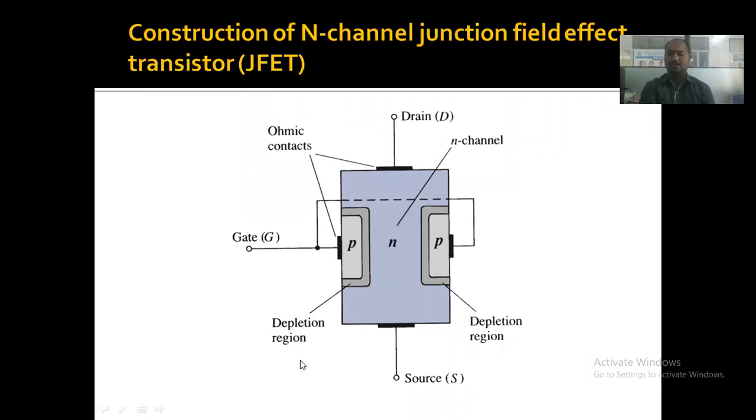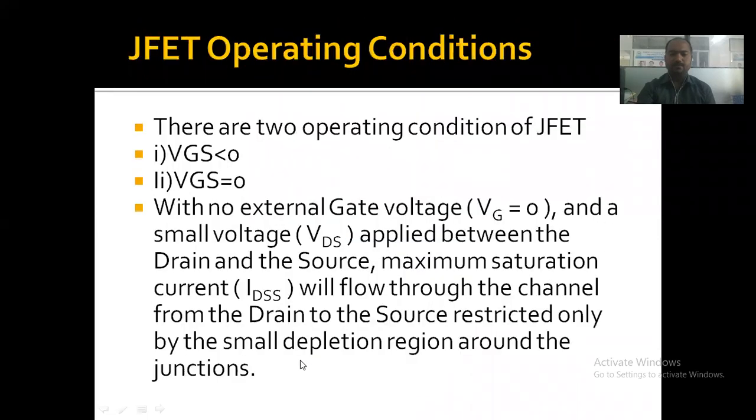Now we know that there are two operating conditions of the junction field effect transistor. One is VGS less than 0, which indicates a negative voltage, and the other is VGS equal to 0, right? There are two things with respect to JFET. Either you apply a negative voltage, that is, less than 0 volts, or you apply no voltage, that is VGS equal to 0. These are the two operating conditions of the JFET.